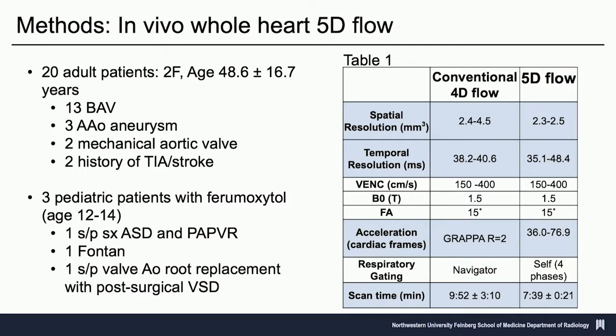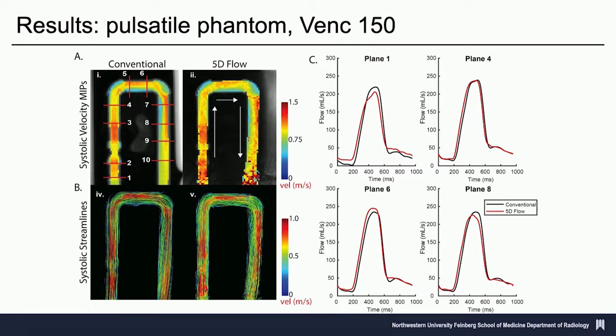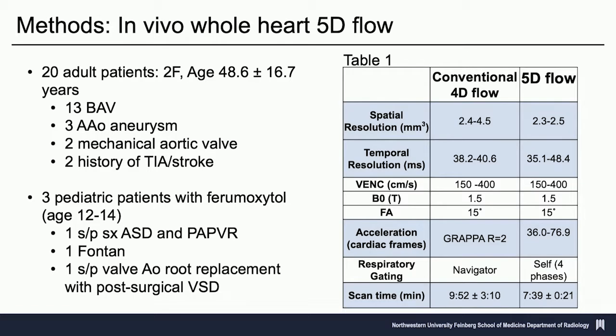In addition, we consented them for an additional 5D flow scan in the same time period, and this was of the entire heart. This was with matched VENC and a mean scan time of about 8 minutes. So we binned the data into 4 respiratory bins, and based on this, as well as the patient heart rate, we achieved nominal acceleration rates of 36 to 76.9.